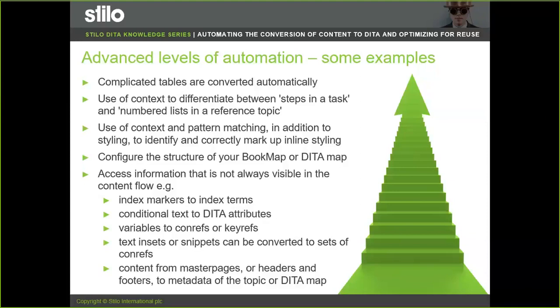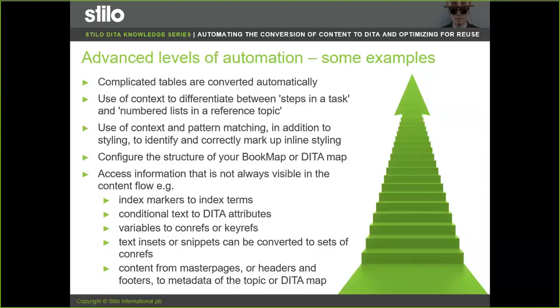And the other thing is that we do give you access to information that might not always be visible in the flow of your content. So you might not see it when you're just reading the FrameMaker, for example. But if there are index markers in the FrameMaker, well, we can automatically convert those to index terms in DITA. We can map conditional text to the appropriate DITA profiling attributes. We can do various things with variables. We can pick them out and either make them conrefs or keyrefs or do something else with them as required.